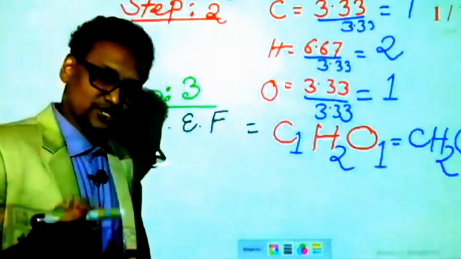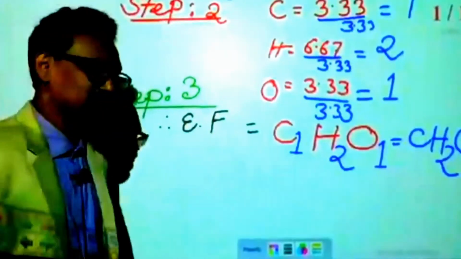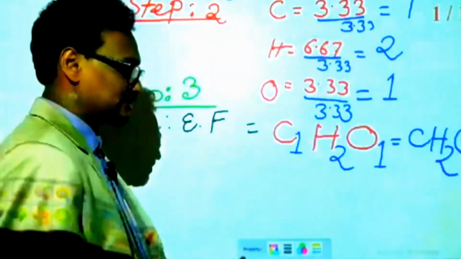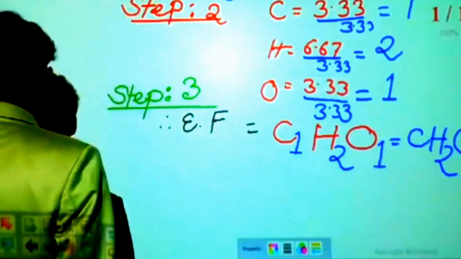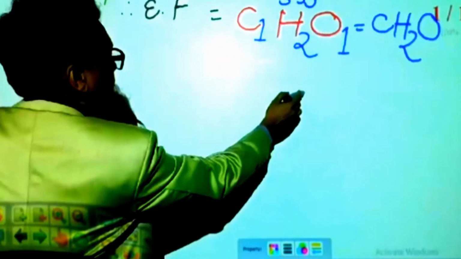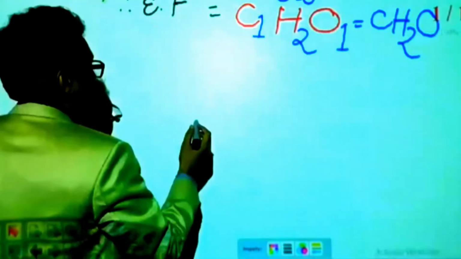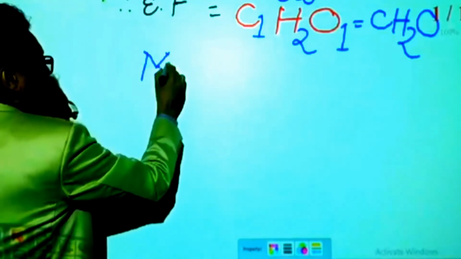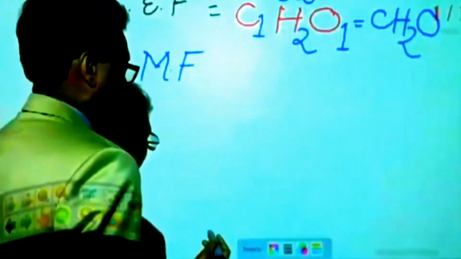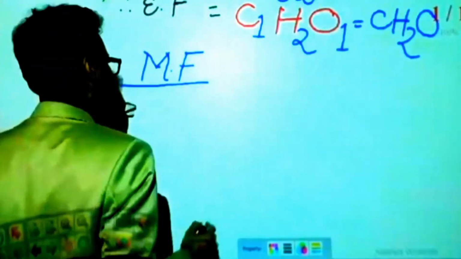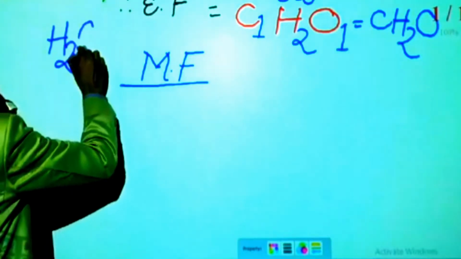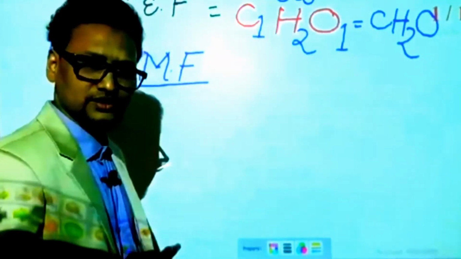And now we have to determine the molecular formula by using the empirical formula. Let's go. Molecular formula, like this. You know, my dear, this is the formula of water, H2O, hydrogen oxide, isn't it?